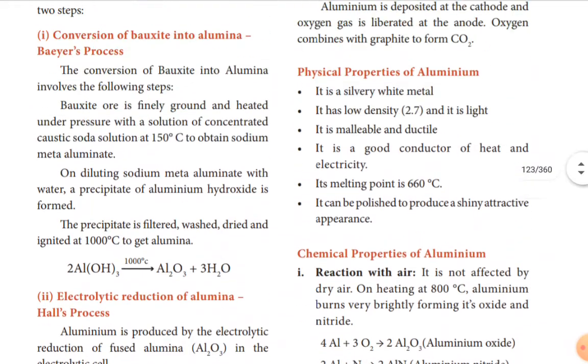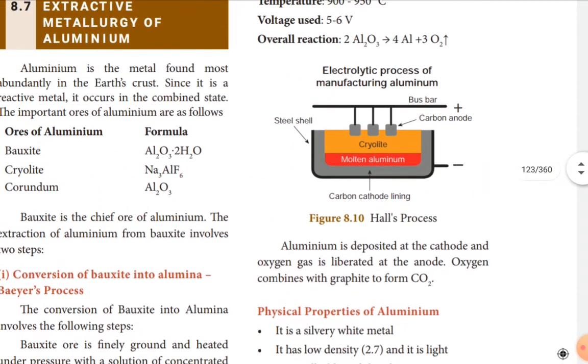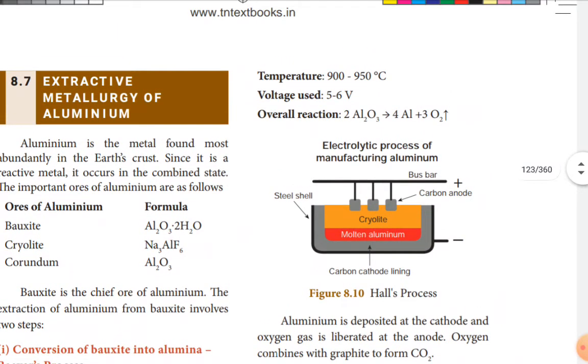Then you can see the diagram here. See, what is the temperature in the electrolytic tank? 900 to 950 degrees Celsius. The voltage supplied is 5 to 6 volts. The overall chemical reaction: 2 moles of aluminum oxide reduced to aluminum and oxygen.